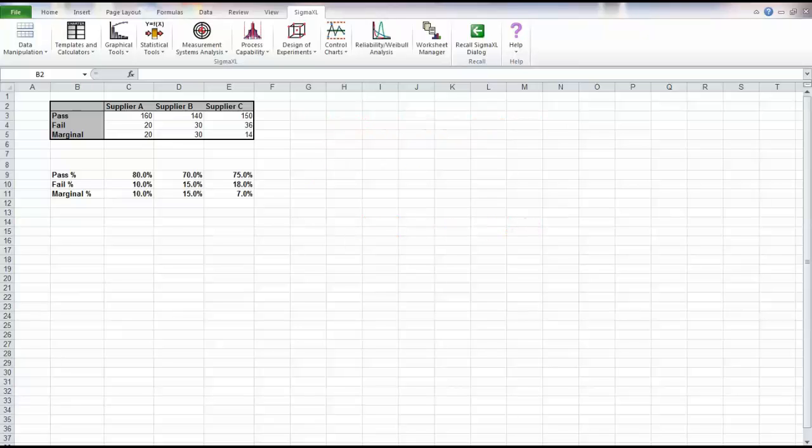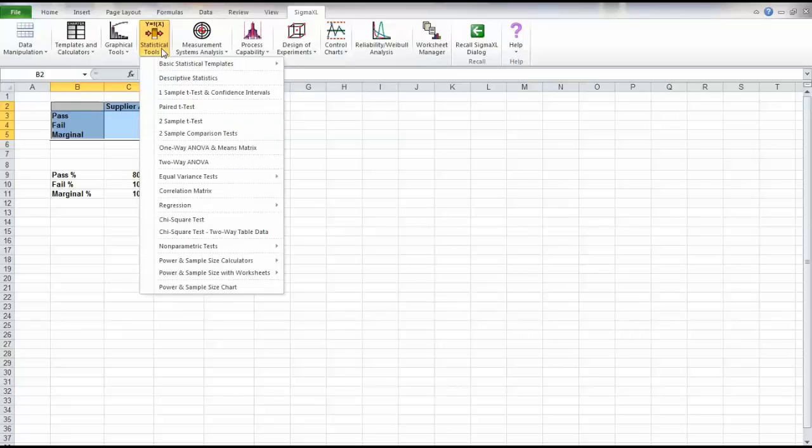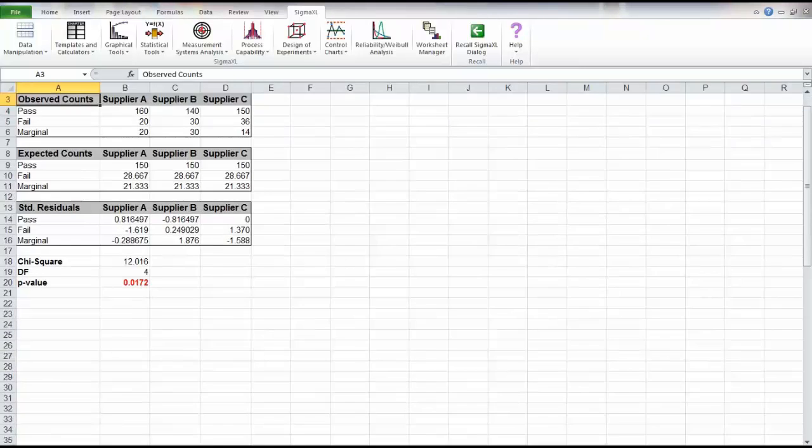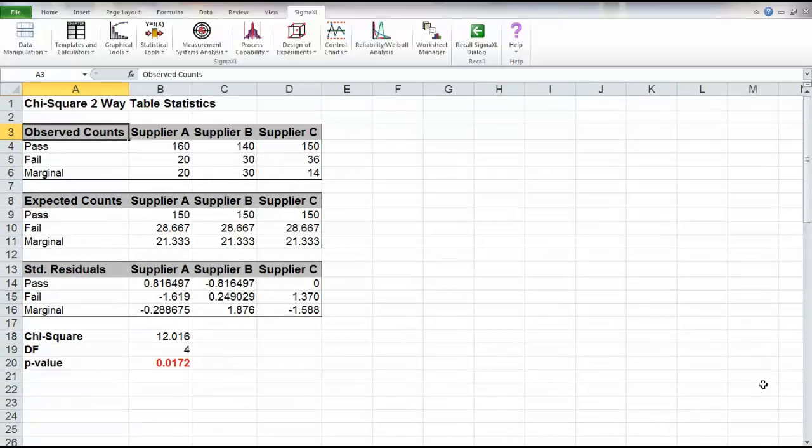It's not in a file like you see in patient data. Therefore, we qualify to use the tool called chi-square analysis two-way table data. So we simply select that. The table is then selected. When we click Next, it creates the analysis for us.